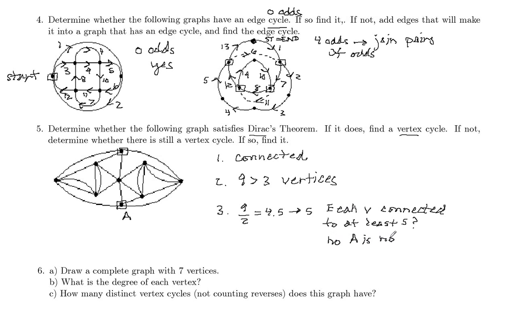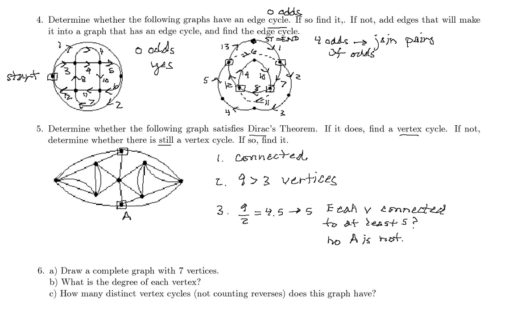Okay, so now don't stop there. So we did the first part of the problem, determine whether it satisfies Dirac's theorem. Second part is, if it does, find the vertex cycle, because you know there has to be one. If not, determine whether there's still a vertex cycle. There could still be one. So can we go around the graph and hit every vertex once, even though there's not 5 connections to every vertex? And I'm thinking that there's enough connections in here that we'll be able to do this.